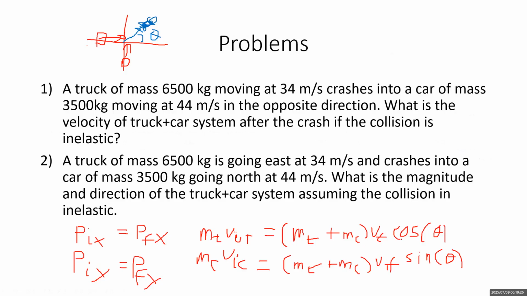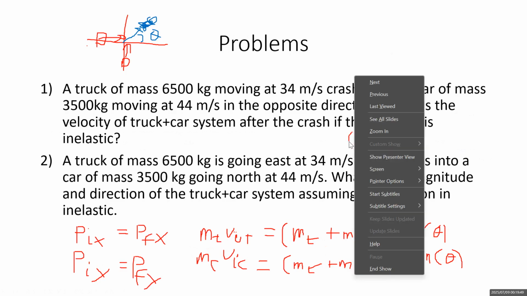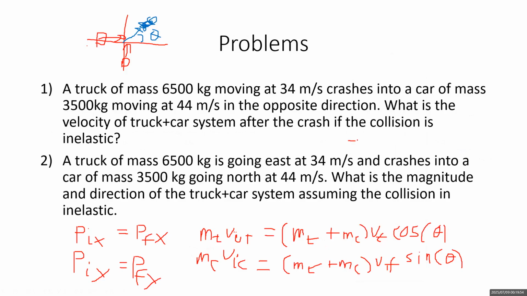And now we have a system of two variables and two equations. I would do these first by dividing them and get the tangent of the angle equals mass car times initial velocity of the car, divided by mass truck times initial velocity of the truck, and then take the tangent. Put that in your calculator. We have theta equals 34 degrees.